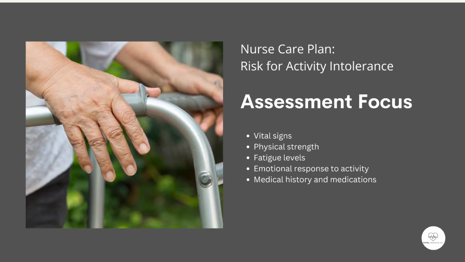Assessment focus. Assessing for activity intolerance involves evaluating a patient's physical, psychological, and social capacity for activity. Key focus areas include vital signs. Monitor heart rate, respiratory rate, blood pressure, and oxygen saturation before, during, and after activity. Physical strength. Note any difficulty in moving, walking, or completing tasks.